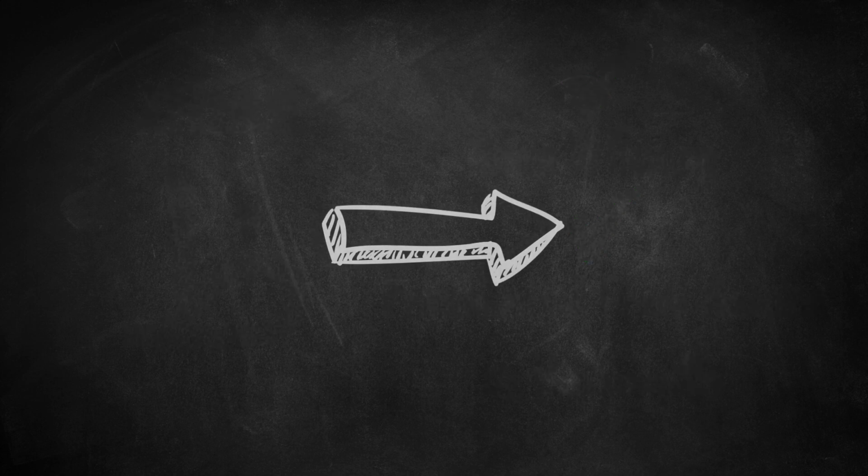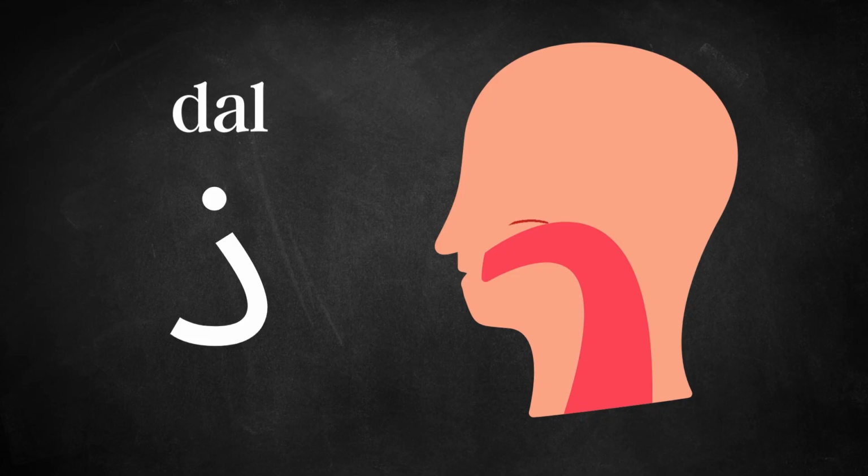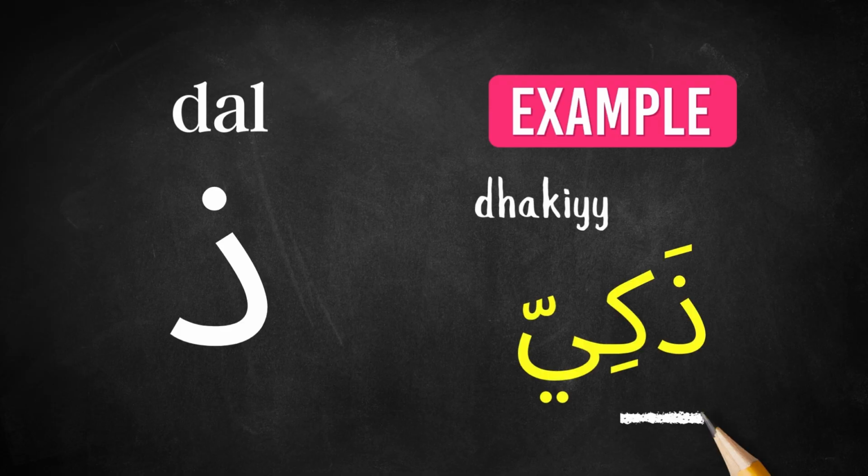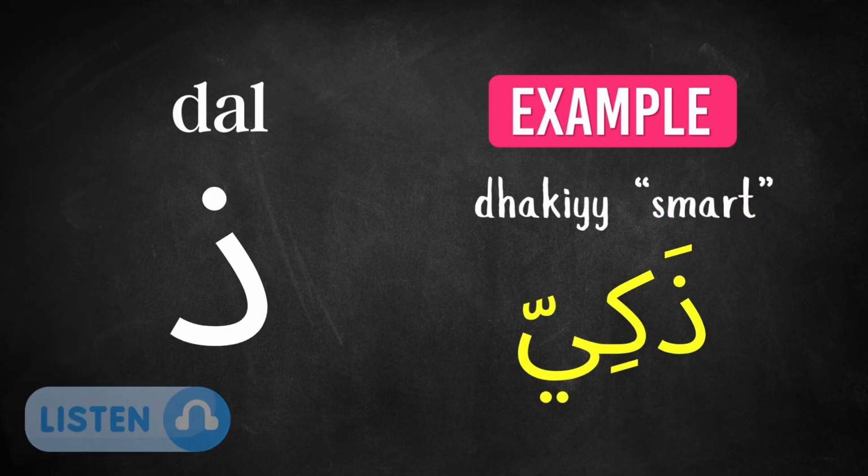First, let's look at the letter ذال. It's a light, soft sound made at the front of the mouth. Example: the word ذكي, meaning smart, begins with ذال. Listen: ذا ذكي, ذا ذكي.